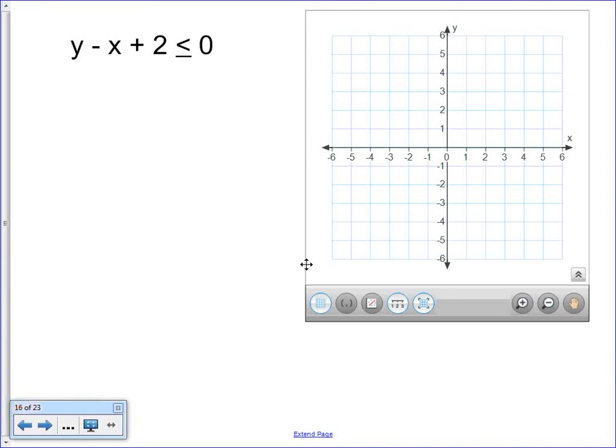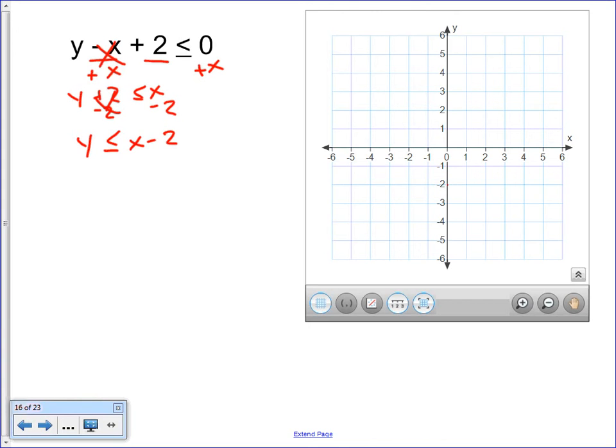All right, so this one here is not solved for y, so we need to get y by itself on one side. So what we're going to do first is get rid of either the x term or the 2 term. Let's get rid of the x first. So let's add x to both sides. So we have y plus 2 on the left side, and that's less than or equal to x. And then we're going to subtract 2 on both sides. So y is going to be less than or equal to x minus 2. So now we are solved for y.